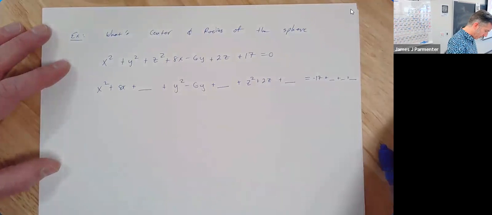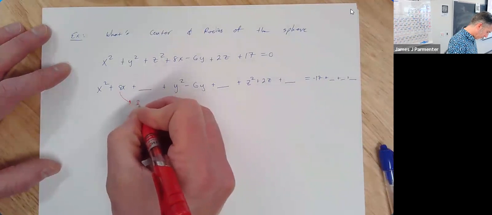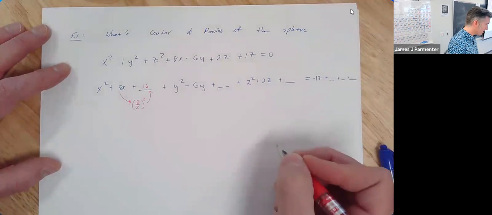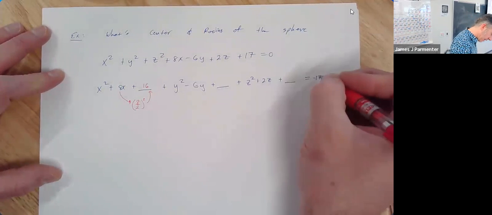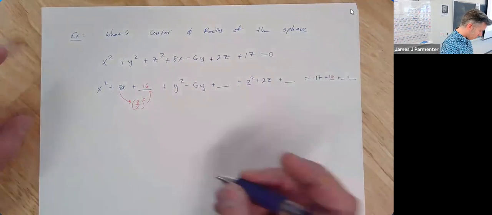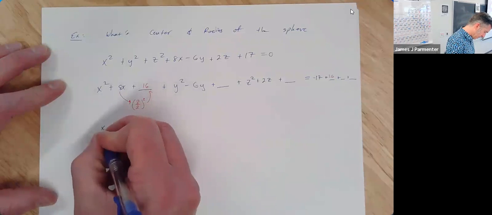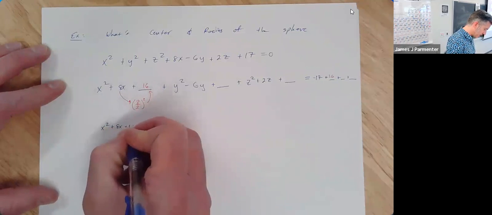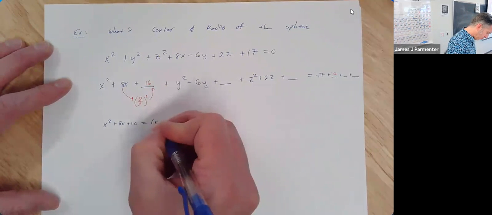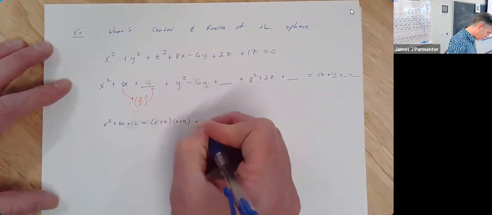Okay, so to complete the square here, I take the coefficient of x, which is 8. I divide it by 2, which is 4, and I square it. That's going to give me 4 squared, which is 16. Add it on the left, got to add it on the right. So the reason we do that is because when you add 16 here, it allows us to factor x squared plus 8x plus 16. And x squared plus 8x plus 16 factors how? Right, it's x plus 4 times x plus 4, which is x plus 4 squared.